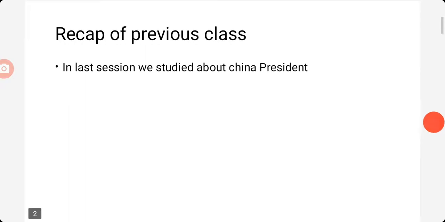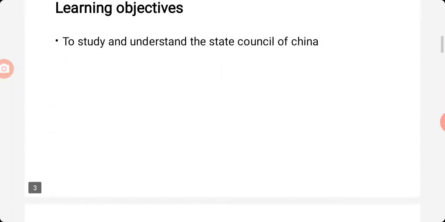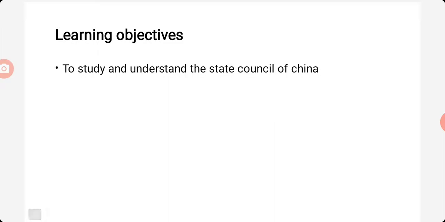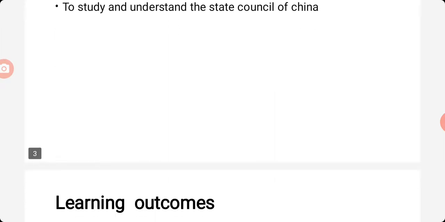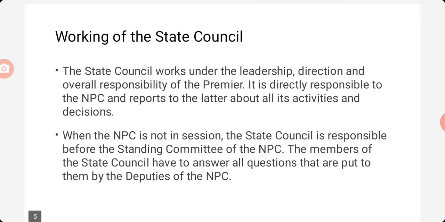Recap of previous class. In the last session, we studied about the China President. Learning objectives: to study and understand the State Council of China. Learning outcomes: students will understand the executive body of the highest organ of state power of China. Working of the State Council.